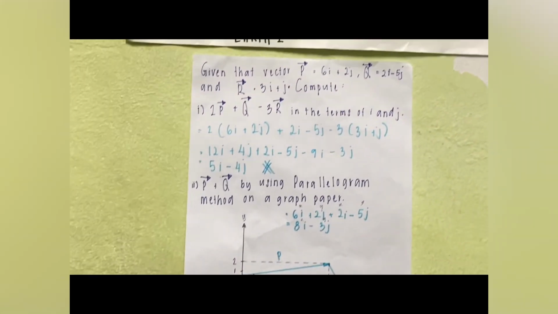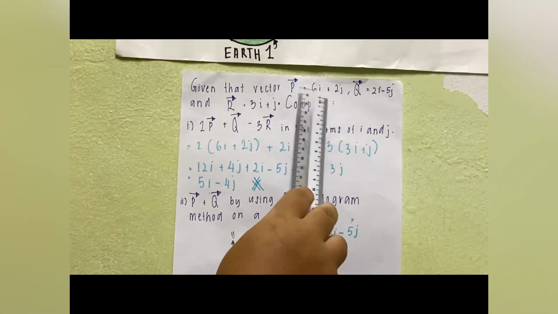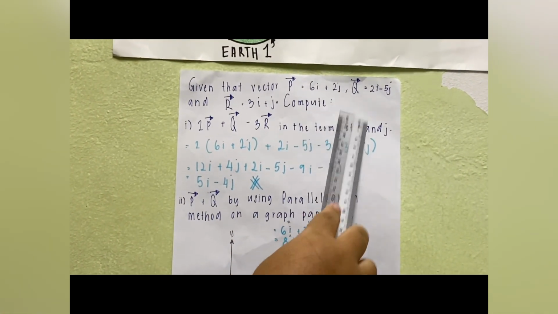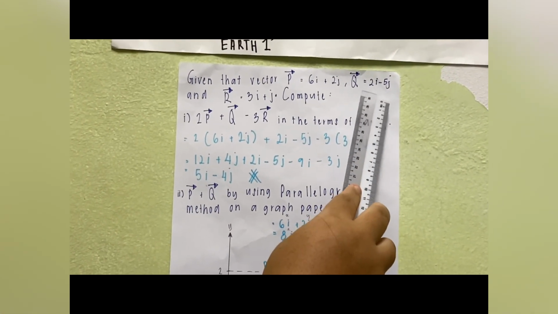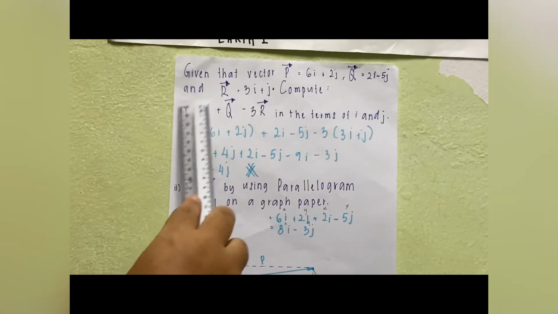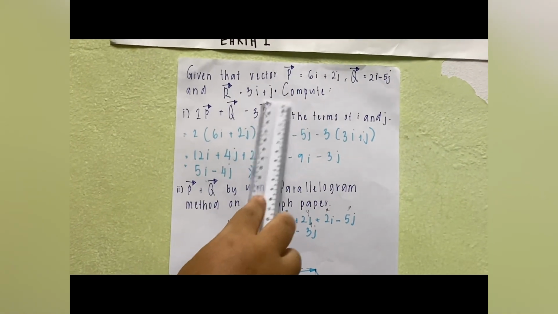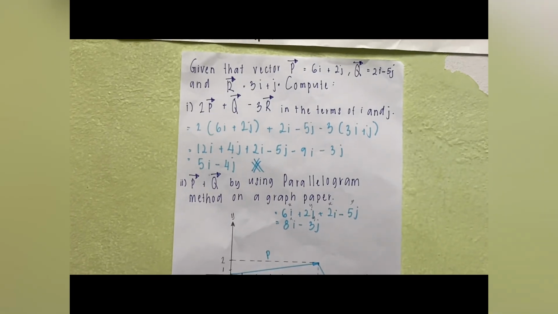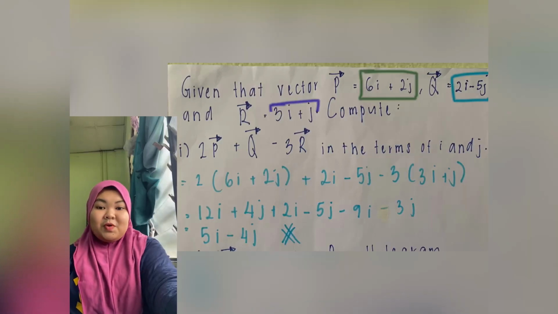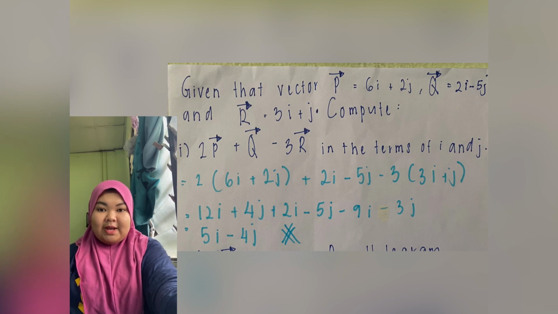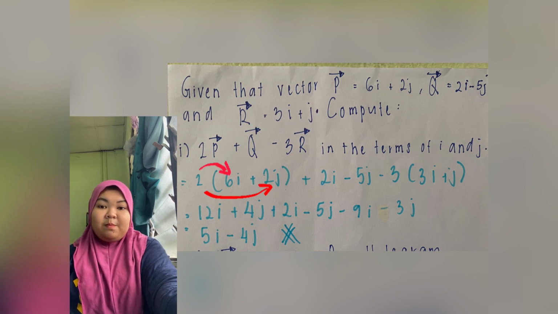The question is: given that vector P is 6i plus 2j, Q is 2i minus 5j, and R is 3i plus j, let's compute it. First, put the values given into the equation and solve it one by one. Then, solve the 2p first, and you just need to multiply it.